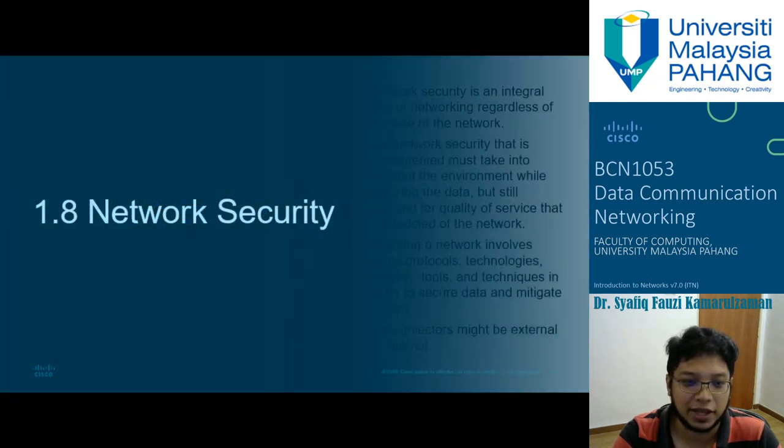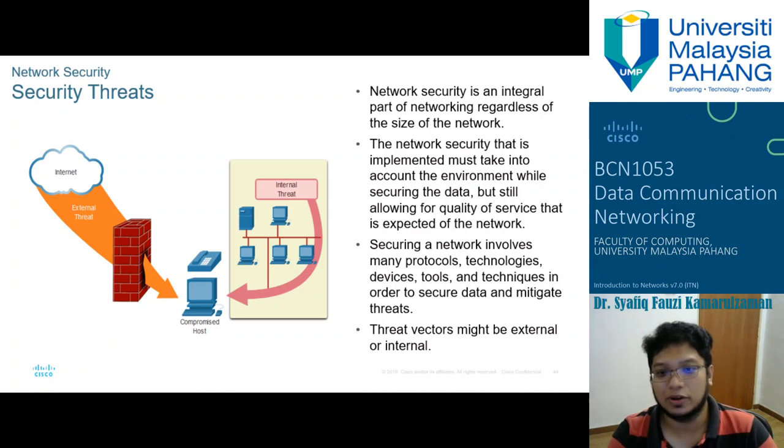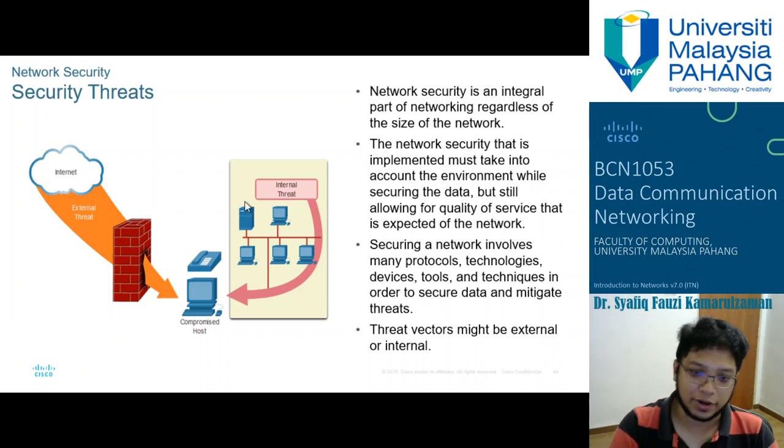So for network security, we have a lot of security threats available these days. For example, firewall access breaches, something like that. Network security is an integral part of networking regardless of the size of the network, so you need to consider network security when you create a network. The network security that is implemented must take into account the environment while securing all the data, but still allow a good quality of service that is expected on the network. Securing a network involves many protocols, technologies, devices, tools, and techniques in order to secure data and mitigate those threats. Threat vectors might be external or internal as well.